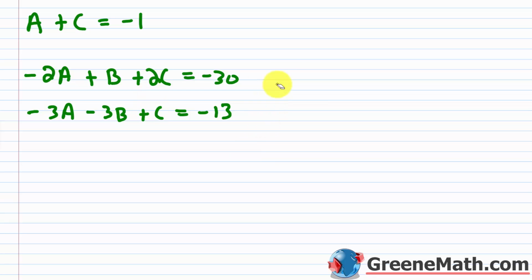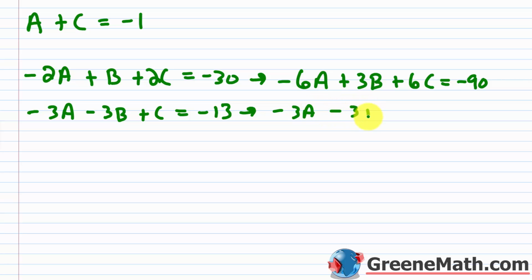So I'm going to add these two together. I'm going to multiply the top equation of these two by positive 3. If I do that, I would have negative 6a plus 3b plus 6c equals negative 90. Then I have negative 3a minus 3b plus c equals negative 13. If I add these two equations together, this would be negative 9a, the b terms would cancel, I would have plus 7c, and this equals negative 103.